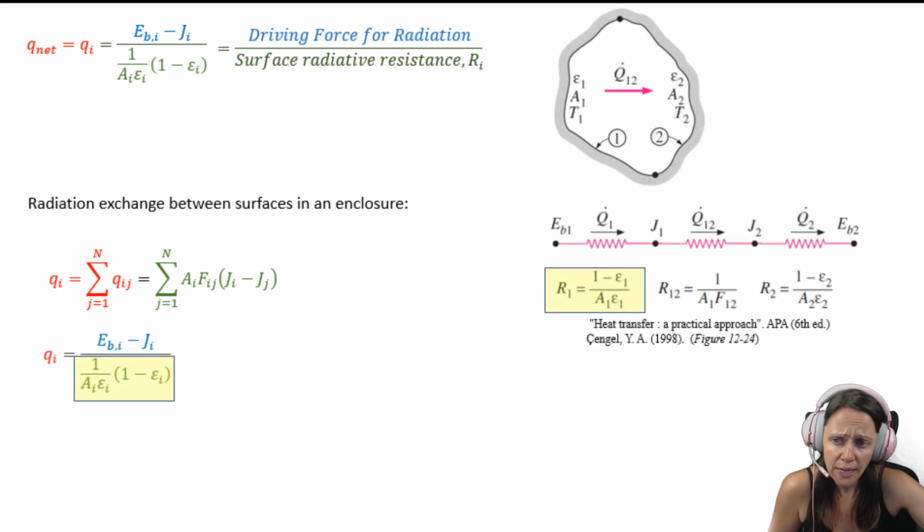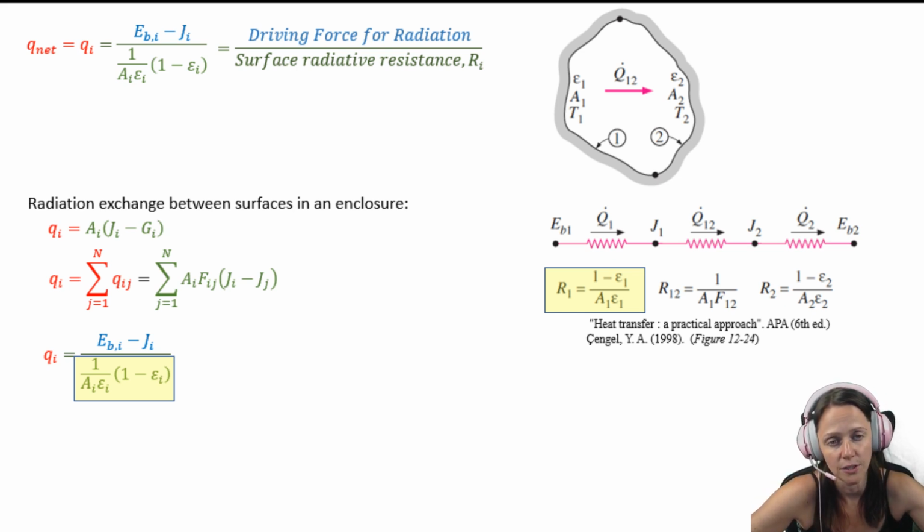So here's the thermal circuit showing the radiation exchange between two surfaces in an enclosure. We could see the first term is the surface radiative resistance. But what about the other term? So let's back up just a second and look at the equation for Q.